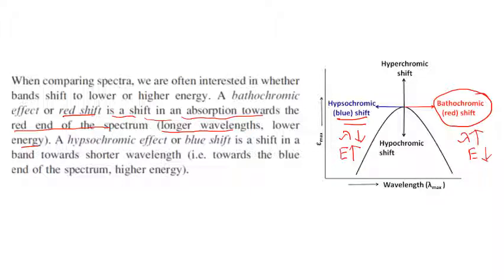Now there are another two terms. One is hyperchromic shift: if the intensity of your absorption spectrum is higher, it is called a hyperchromic shift. If the absorption is getting lower than the previous one, it is called hypochromic shift. These terms are important to understand. So red shift signifies higher wavelength, and blue shift signifies lower wavelength.